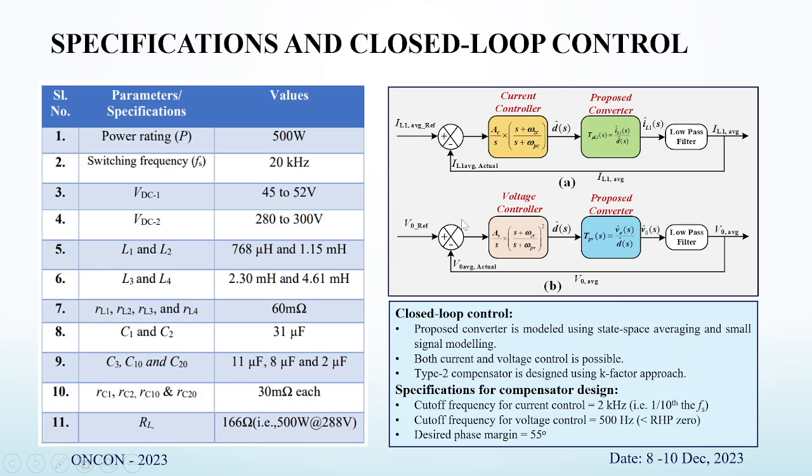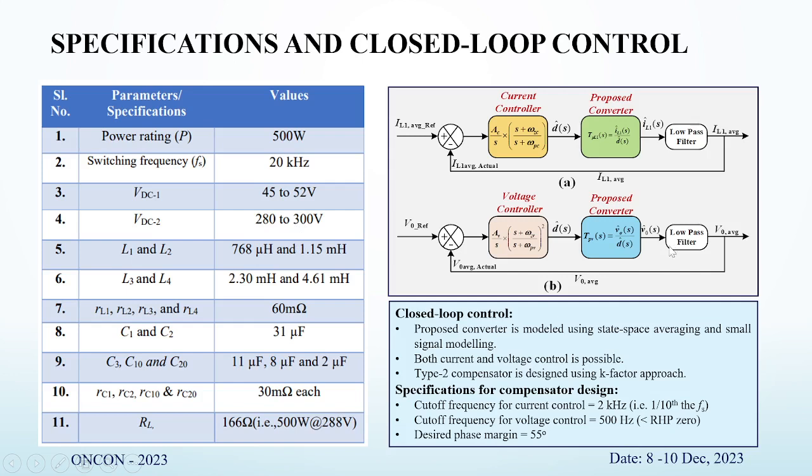To validate the efficacy of the proposed converter, it is simulated and designed taking a power rating of 500 watt, switching frequency 20 kilohertz. For VDC1, the input, I have chosen 48 volt, and the VDC2 output voltage will come around 284 or nearby 300 volt. I have designed in open loop taking a duty ratio of 50%.